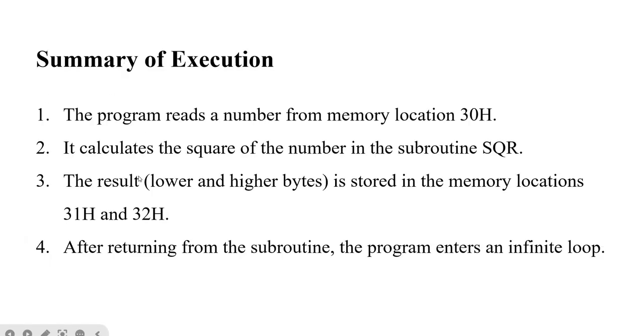So this is a summary of the execution. Here the program reads a number from the memory location 30H. Then it will calculate the square of the number in the subroutine which we are calling, that is SQR. Then the result, that is the lower byte and the higher byte, will be stored in the memory locations 31H and 32H respectively. After returning from the subroutine, the program will enter an infinite loop.